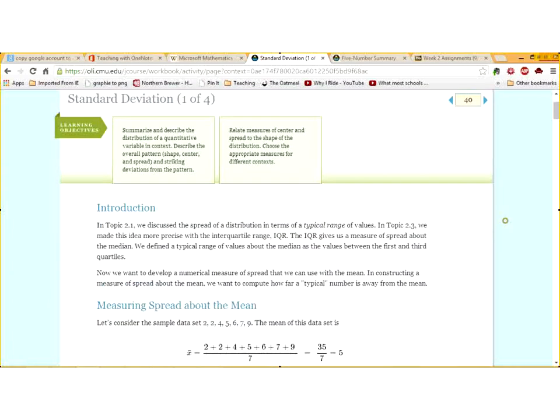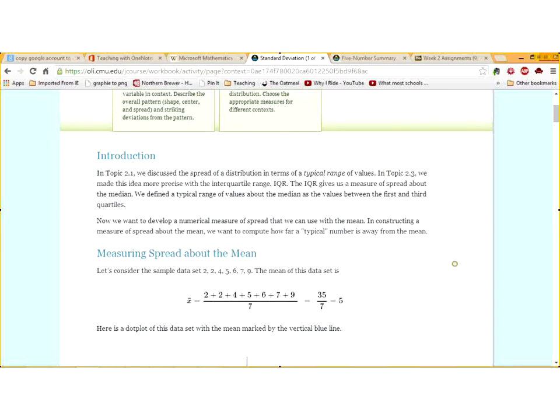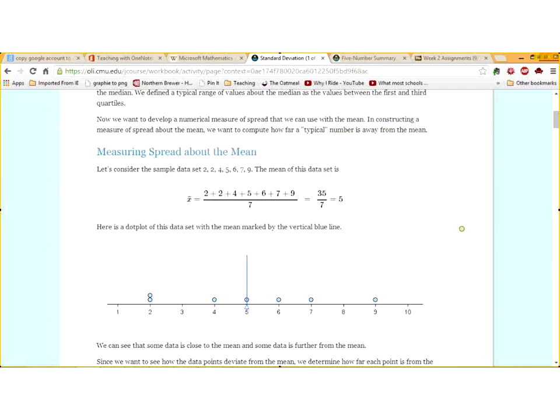Okay. So now we're going to talk about what if we use the mean for a measure of center. Then it doesn't make as much sense to talk about the IQR because the IQR is based on the median. All right. So here's a simple set of data, and they calculate the mean is 5. And then they give you a dot plot with the mean marked. In this case, the mean happens to also be equal to the median. That's just kind of coincidental to this particular data set.